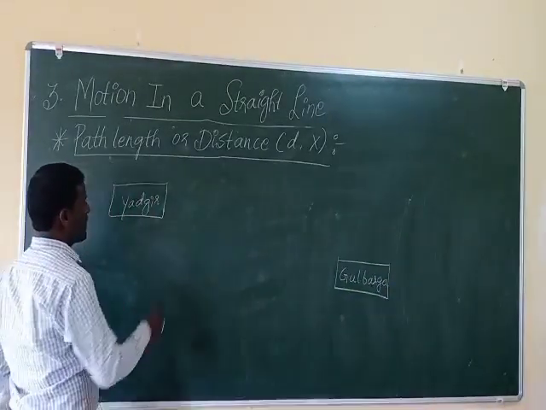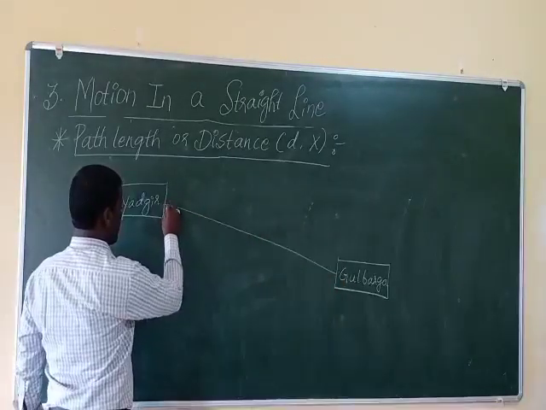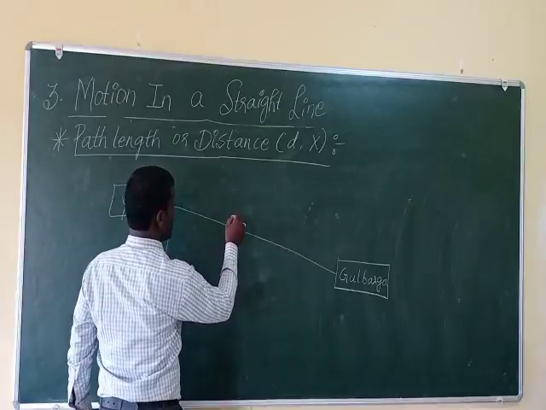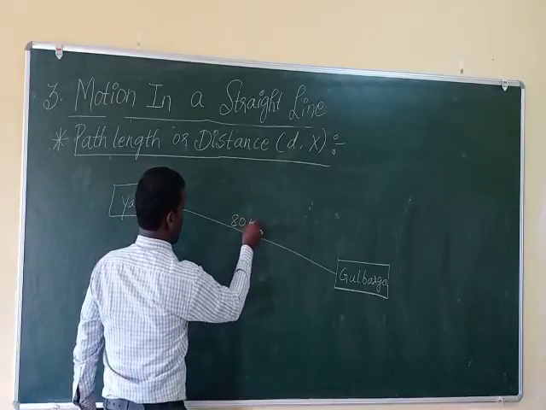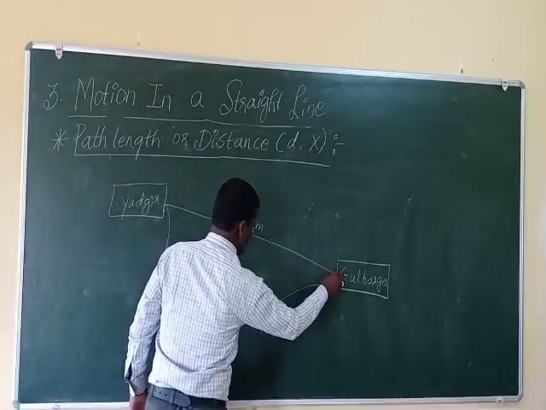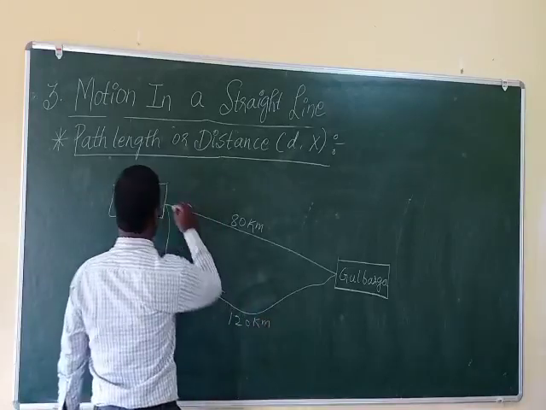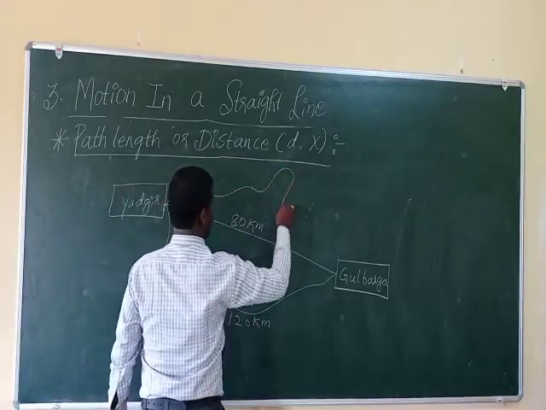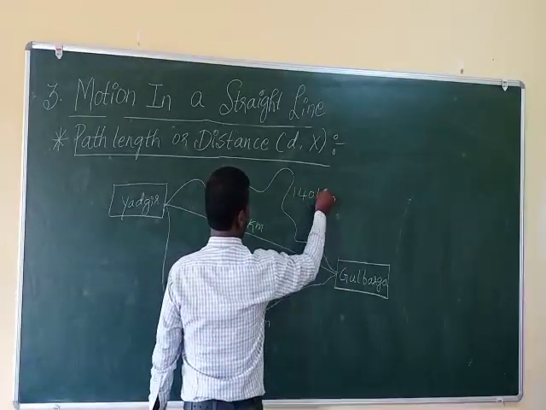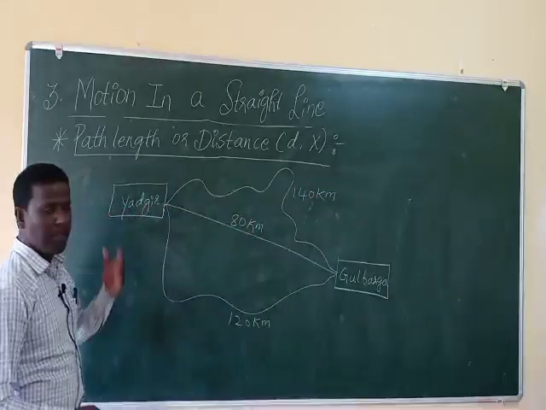To go to Gulbarga, we can travel straight like this. When you travel straight, suppose the distance is 80 km. If you travel like this, here the distance is 120 km. If you travel like this, the distance is 140 km. So then what is the path length?